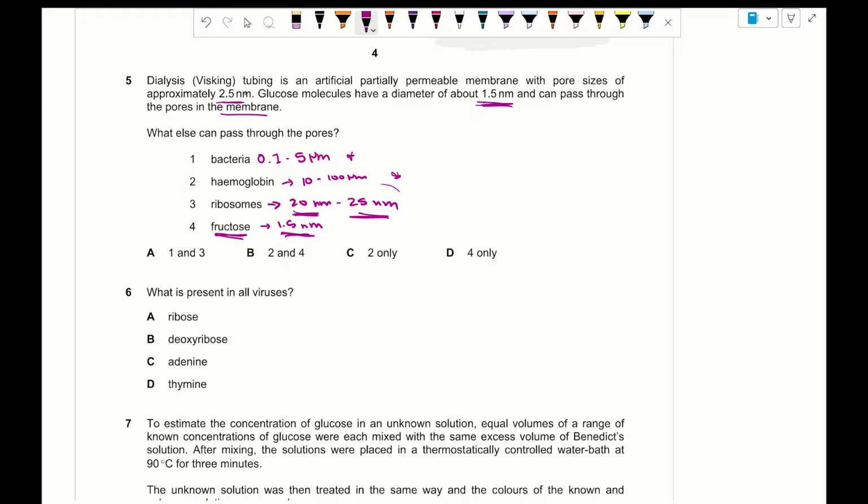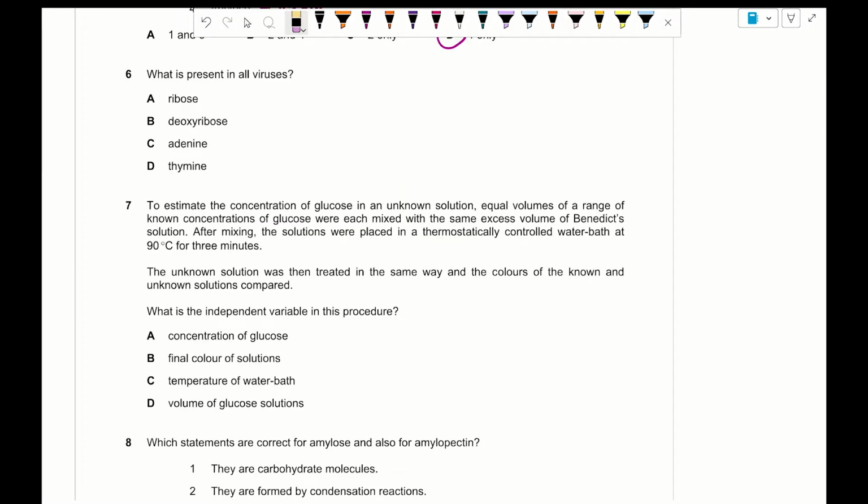Now, the size of the pores is 2.5 nanometers. Here we're looking for structures that are less than that size. Therefore, what we only see here is 1.5 nanometers, which is fructose, and the answer is going to be question number 6. What is present in all viruses?